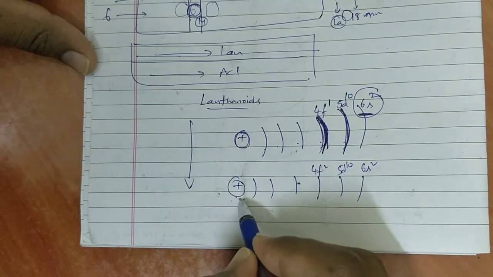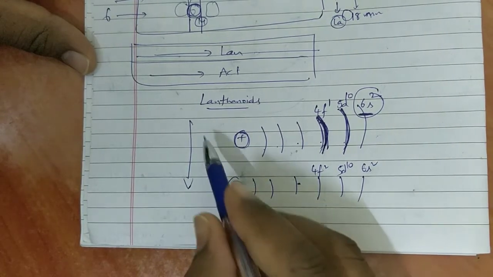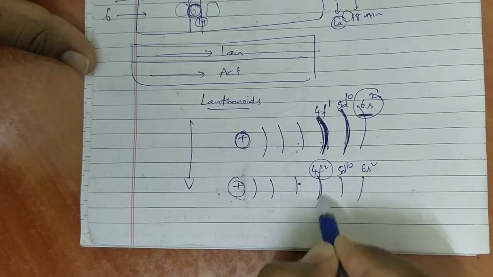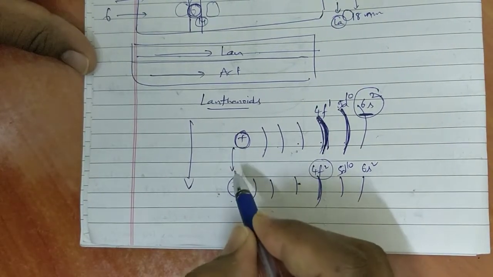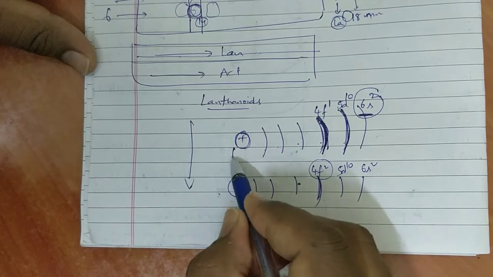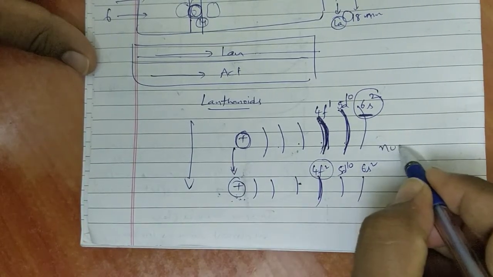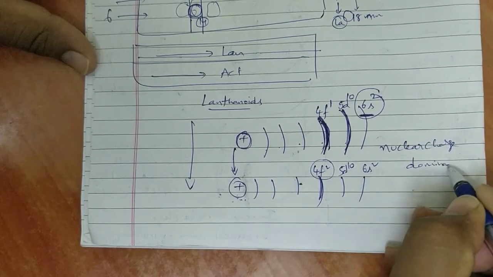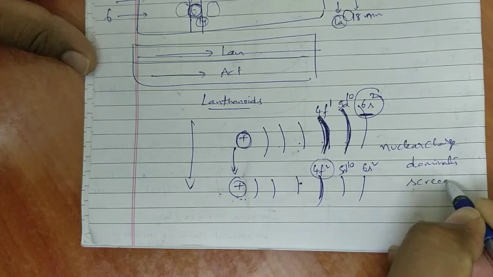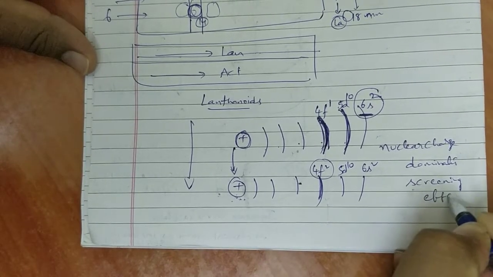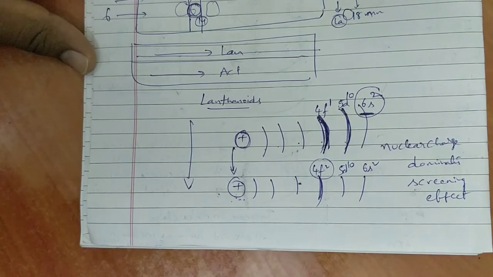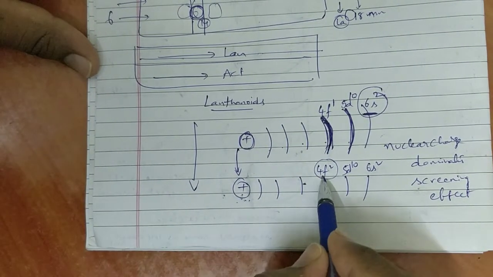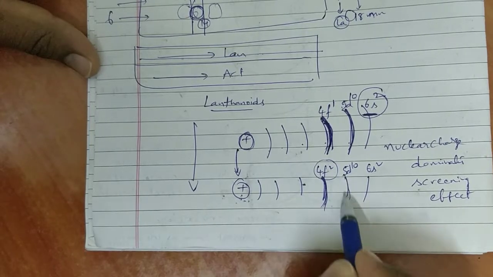But coming to here, this nucleus coming to 4f, poor shielding effect. From top to bottom what happened? Nuclear charge increases. Here nuclear charge dominates screening effect. Nuclear charge dominates screening effect. Then this nucleus, here poor shielding effect. Here also poor shielding effect.